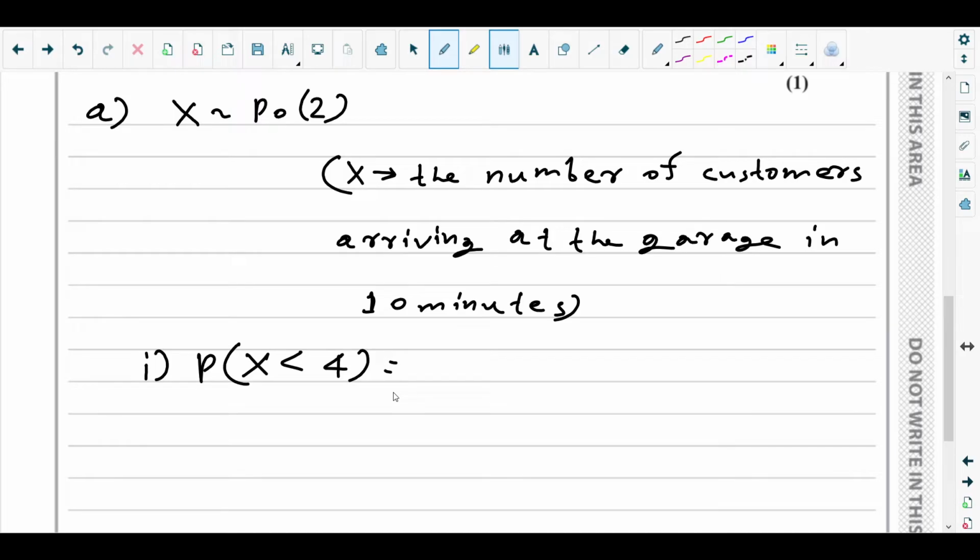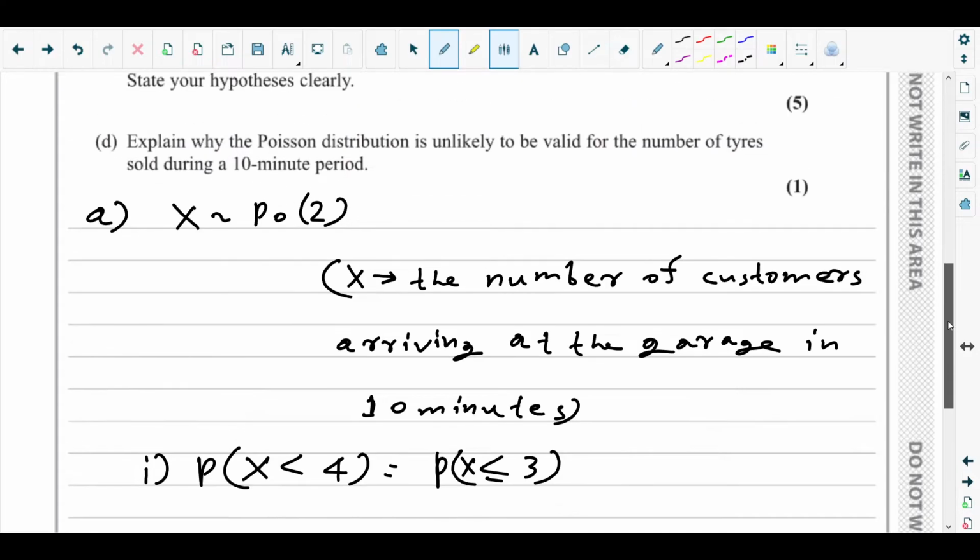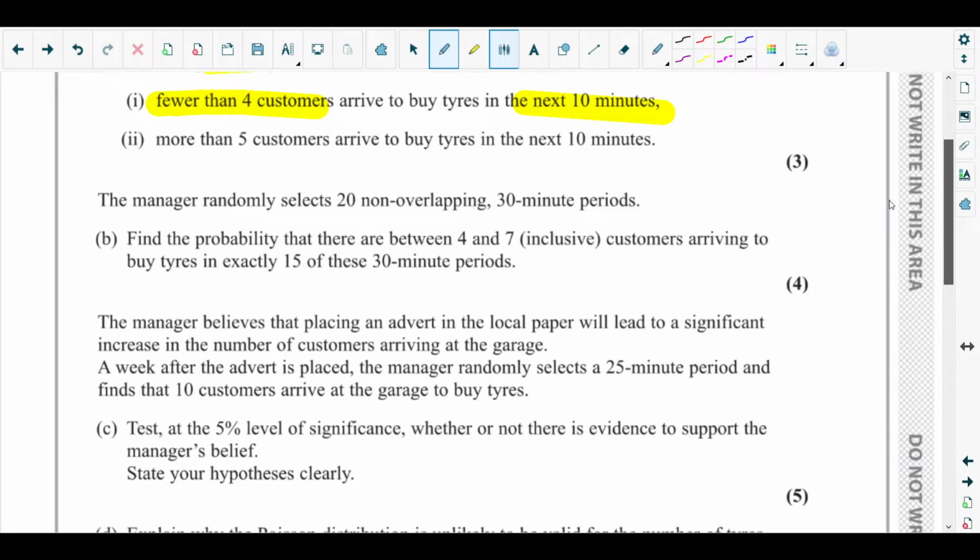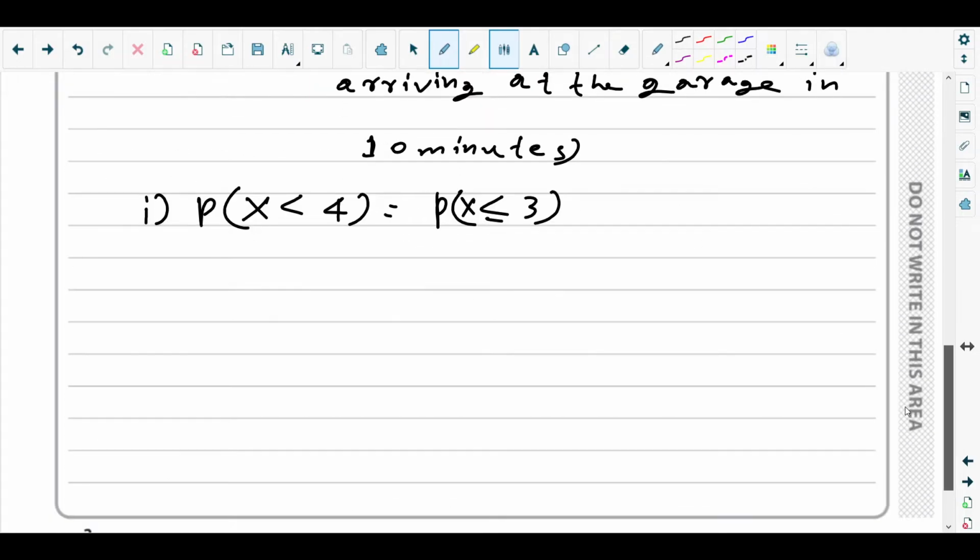Remember, Poisson distribution is a discrete distribution. So in that case, for the probability of X less than 4, X cannot be 4, so less than 4 means X less than or equal to 3. Fine. So how can you get the value? You can get the value by using the Poisson distribution table.